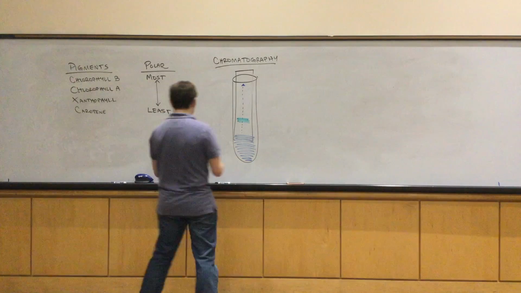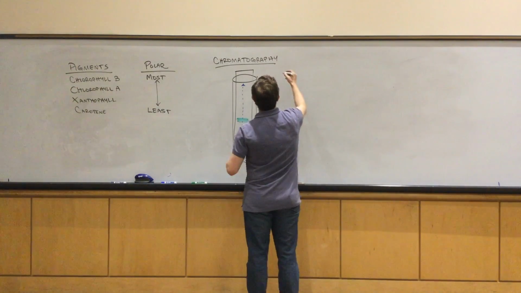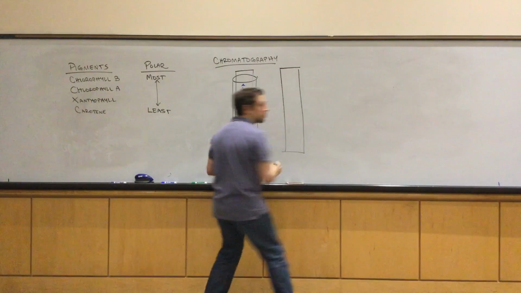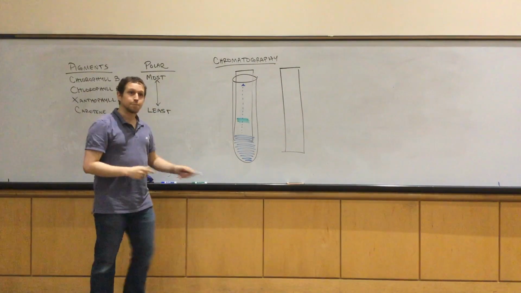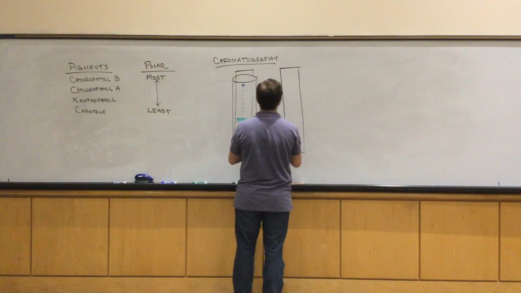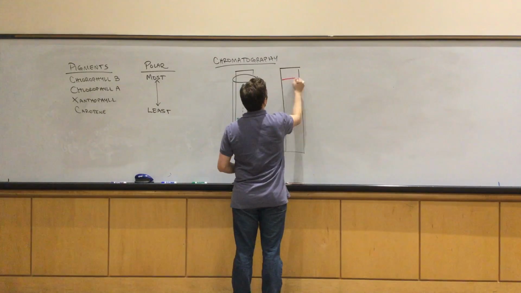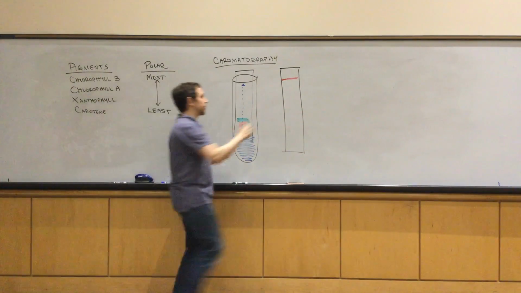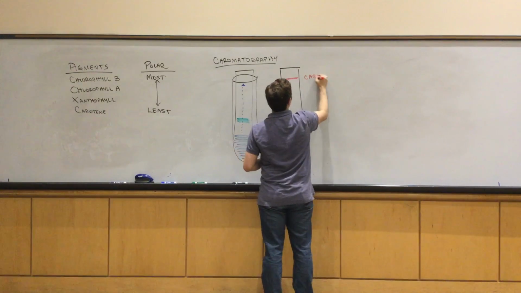So what you're going to see at the end of this whole experiment is these 4 different pigments are going to separate based on their polarities. The least polar pigment, i.e. carotene, is going to wind up closest to where the solvent moved in the paper. So your carotene is going to be closer to the top.